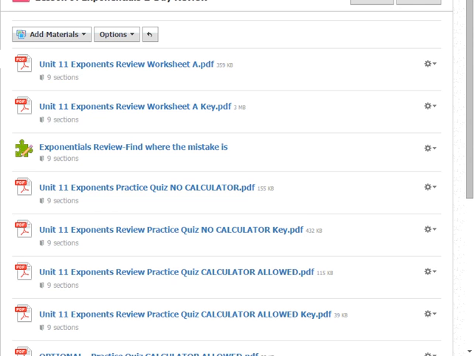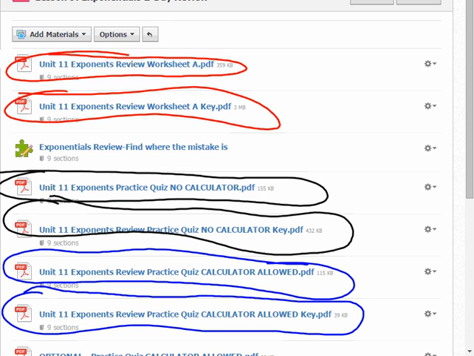All right. So I want to show you a big picture, kind of like where we are in the folders, because I know at home it might be confusing. There's so many files in there. The ones I circled in black, the exponents practice quiz, no calculator, that's what we're doing today in class. And your assignment for tonight is going to be the blue ones, where the calculator is allowed. Of course, you feel free to grab your calculator at any point on those.